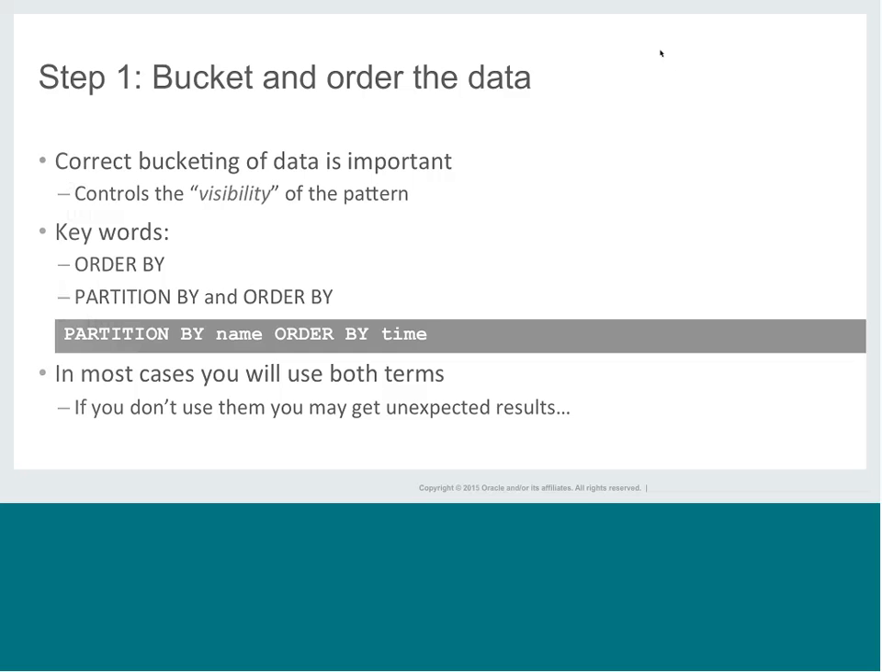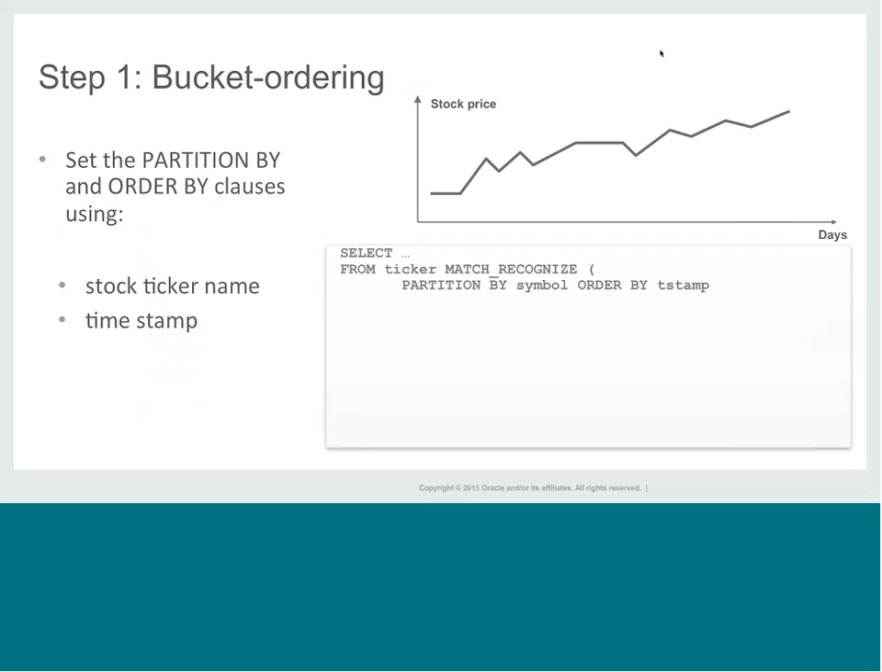So in our case, we've got multiple symbols, and obviously we want to organize the data by days so that we can see the stock price going up and down, and those up and down movements are in actual fact meaningful. So we'll partition by our symbol and order by our timestamp. So that's the first part.